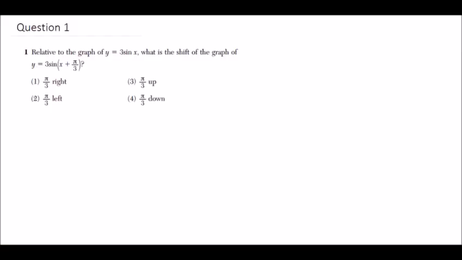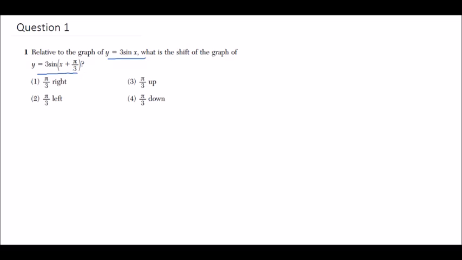This is the first question of the January 2017 Algebra 2 with trig, or just Algebra 2, Common Core Regents. And what we have here is a sine and cosine graph. In this case, we're just dealing with sine, but it's just shifts of trigonometric graphs. So the question is, relative to the graph of y equals 3 sine x, what is the shift of the graph of y equals 3 sine of x plus pi over 3?